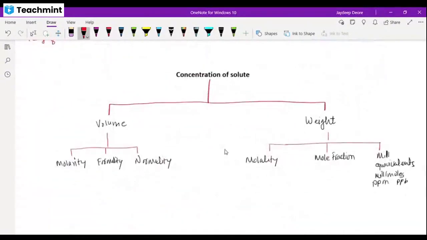Now the next one is, we are going to express the concentration of solute. As earlier we know, the concentration of solute is expressed in two types, that is volume basis and weight basis. Volume basis is classified into molarity, normality, and formality. Weight basis is classified into molality, mole fraction, milliequivalents, millimoles, ppm, and ppb. So ppm means parts per million, and ppb means parts per billion.